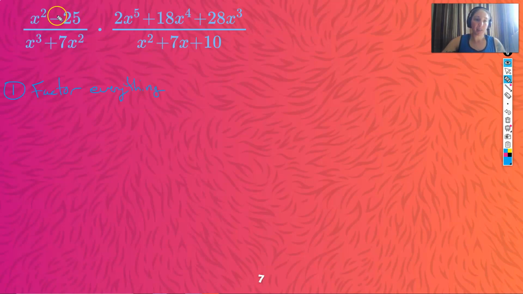So this numerator here, x squared minus 25, that's a difference of squares. So that'll be x plus 5, x minus 5. Everything in rationals is like a giant exercise in how good you are at factoring.